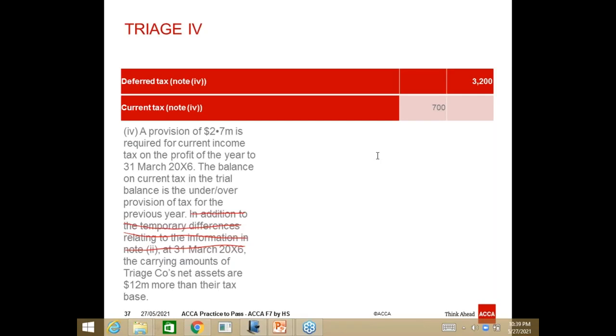1470 will go into the income statement as an expense. Is it done? Yes, income tax expense. Tax rate is 20%. The related tax rate is 20%.